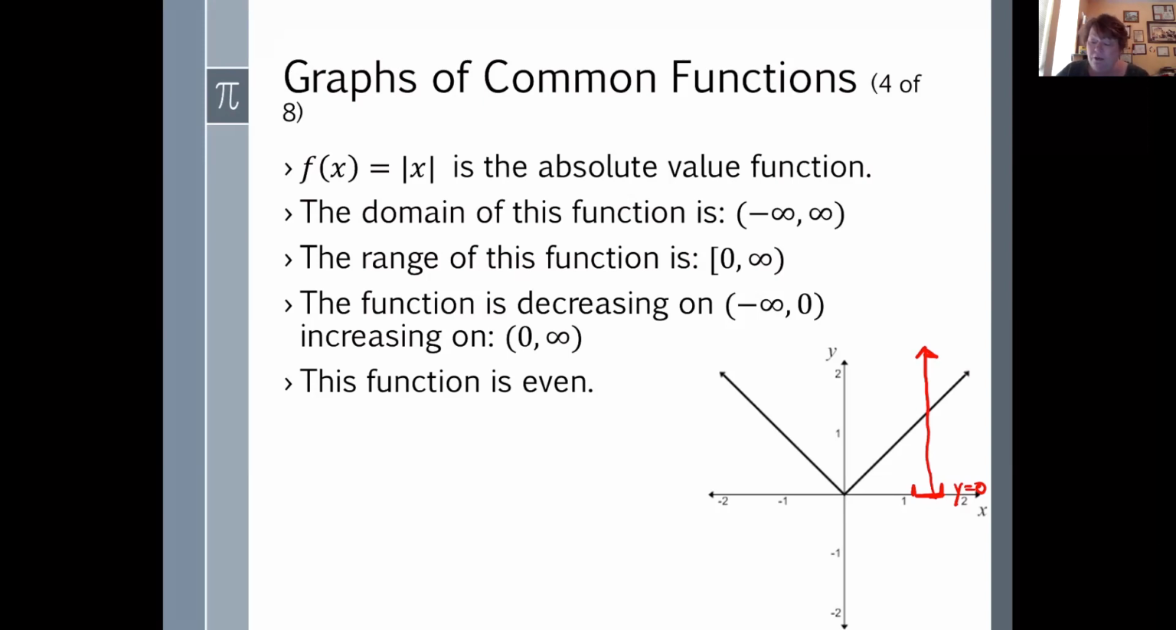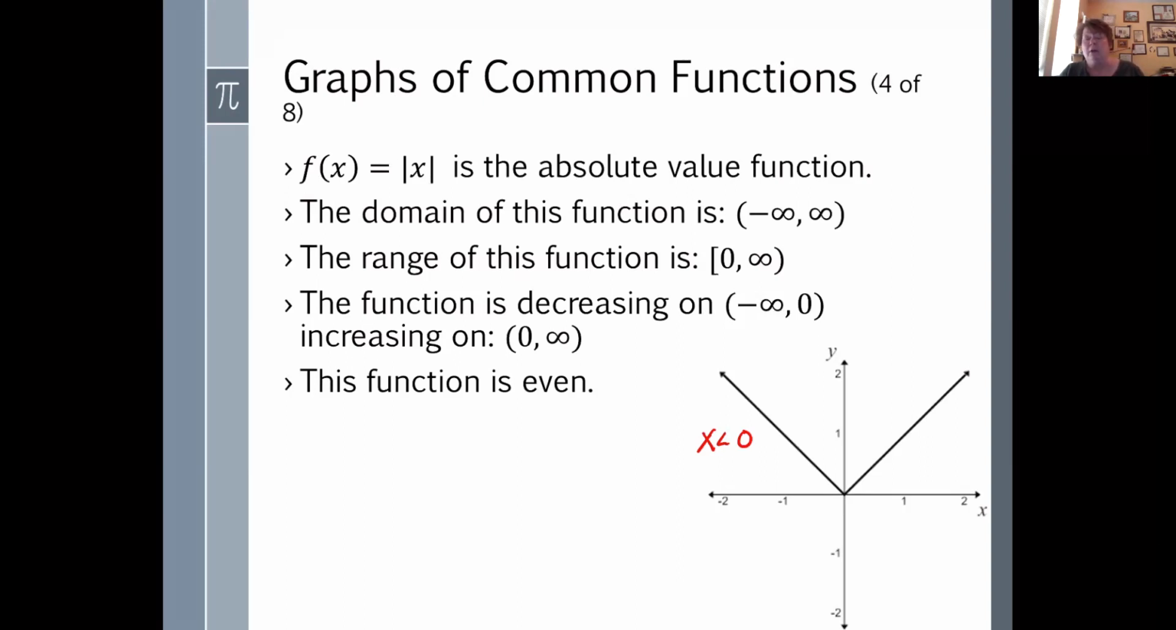The function is decreasing to the left of 0. So to the left of 0, we would represent that as x is less than 0. And it's decreasing because the graph is falling from left to right. The slope of that portion of the graph of this function is negative. So as x gets bigger, y is getting smaller. So the function is decreasing to the left of 0. The way we write that is that it's decreasing on the interval from negative infinity to 0.